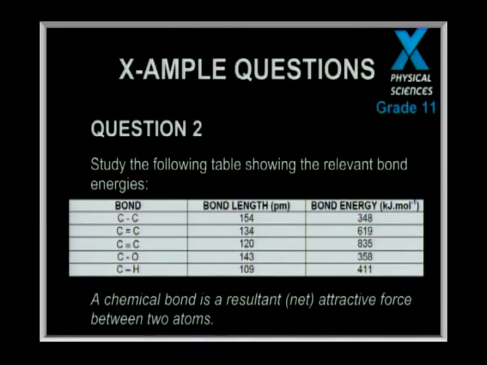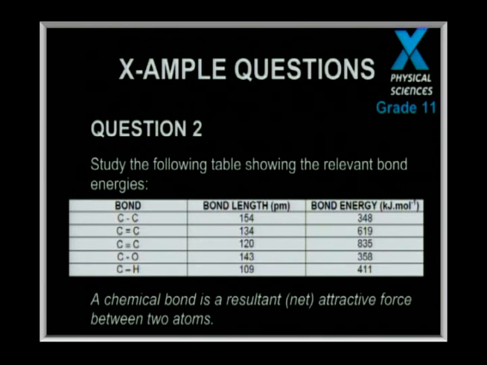Let's have a look at question 2. In question 2, we are given a table showing us different types of bonds. The first bond is a single bond between 2 carbons. Then we've got a double bond between 2 carbons, followed by a triple bond between 2 carbons, then a bond between a carbon and an oxygen, and carbon and hydrogen. And for each of these bonds, we are given the bond length as well as the bond energy.